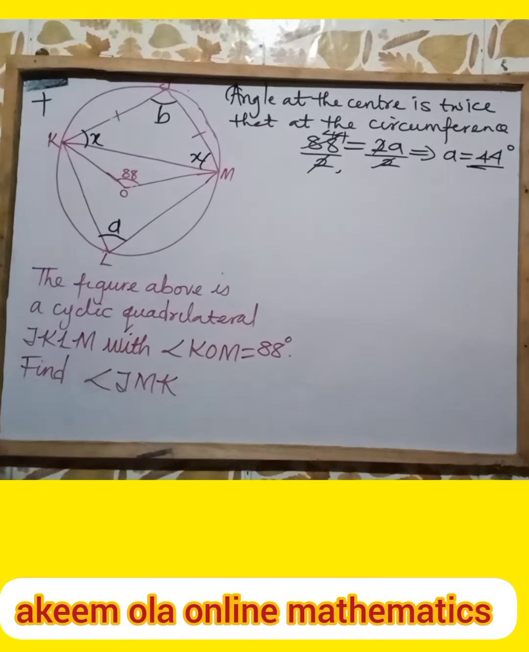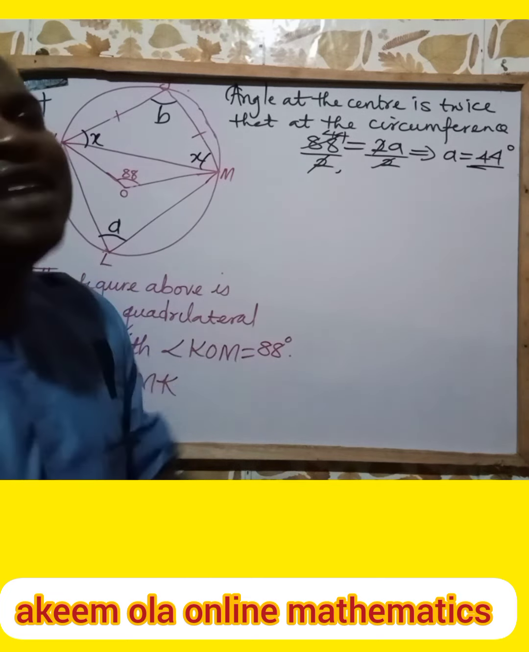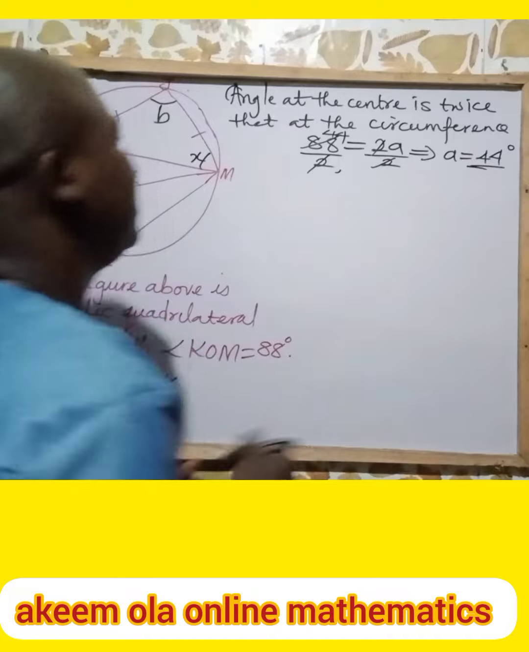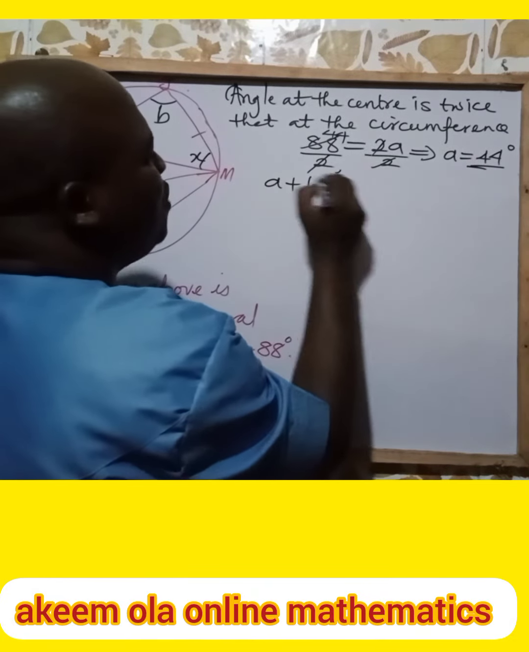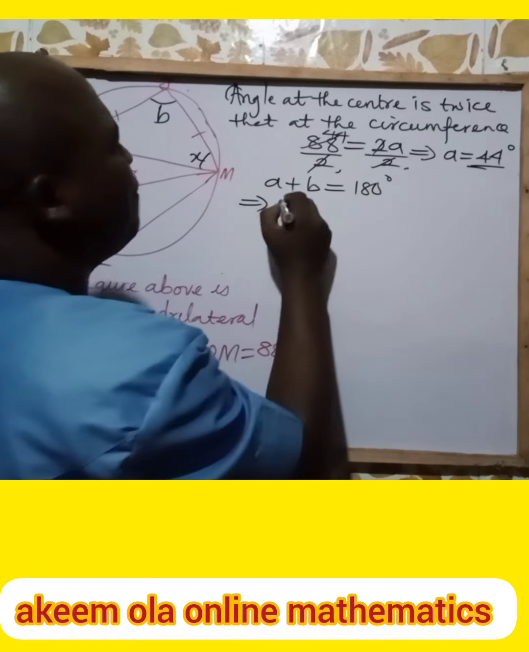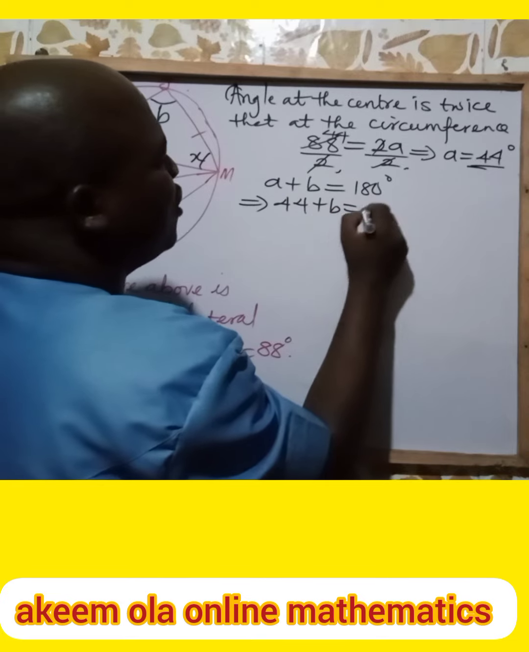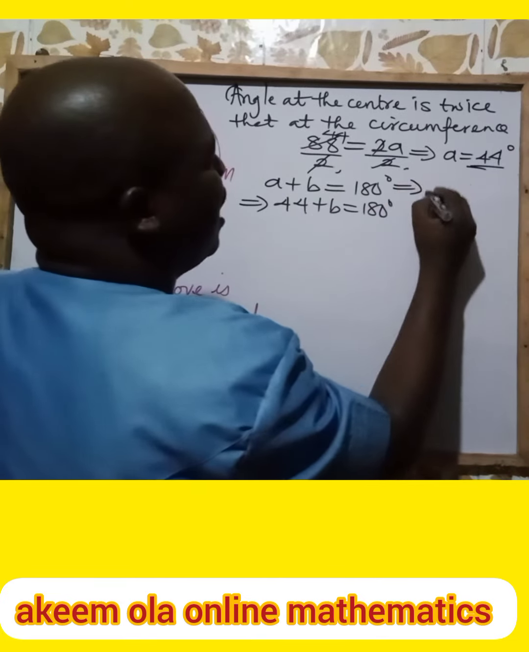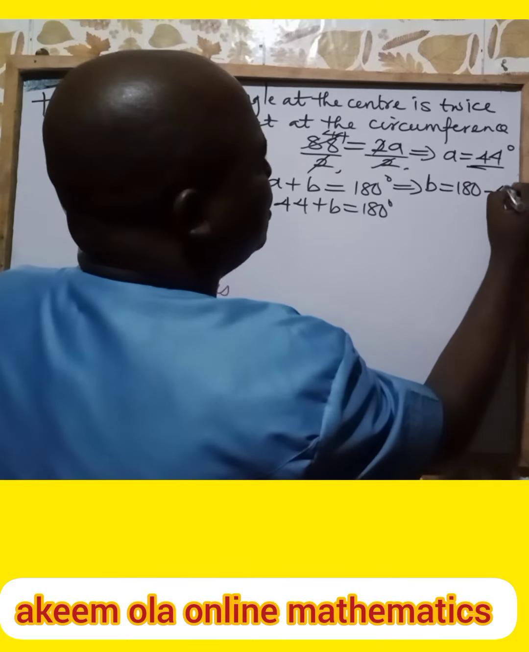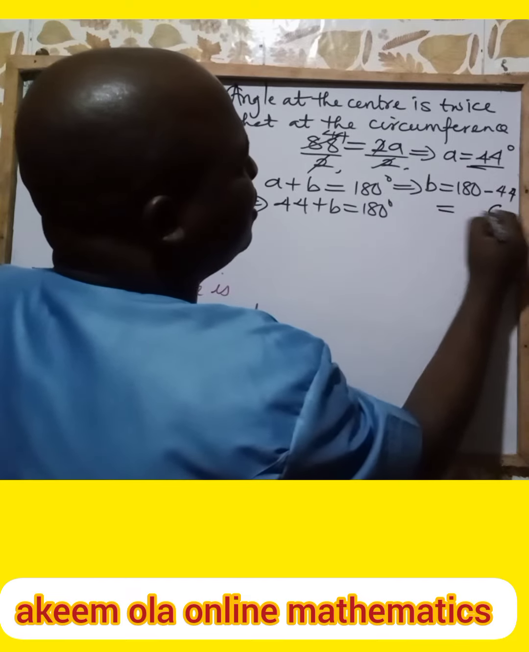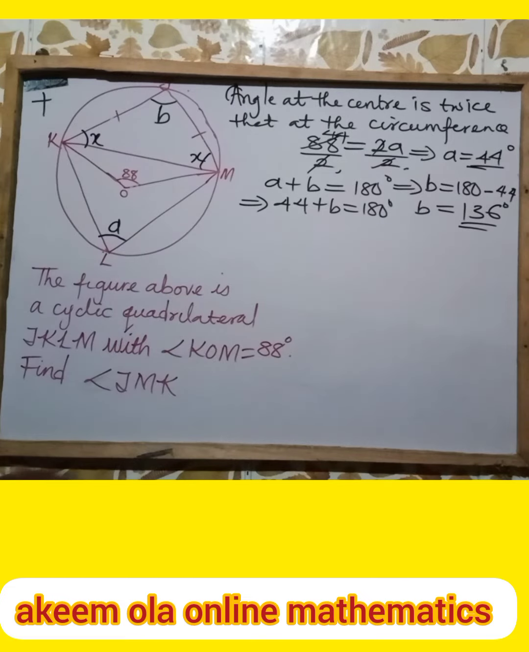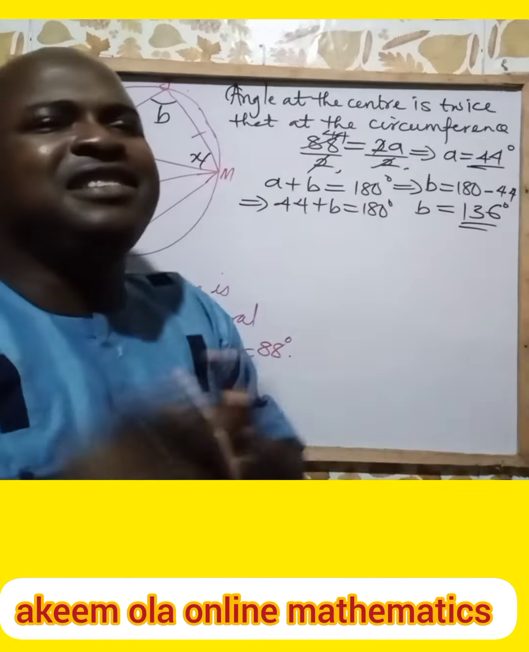And I also know that the opposite angles of a cyclic quadrilateral always add up to 180 degrees. That means I'm going to have A plus B is equal to 180 degrees. This implies that I have 44 plus B is equal to 180 degrees. Then my B will be 180 minus 44, and that will give us 136 degrees. So therefore, my angle B is now 136 degrees.